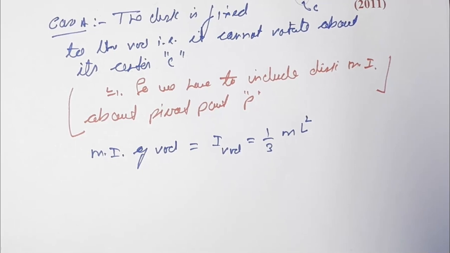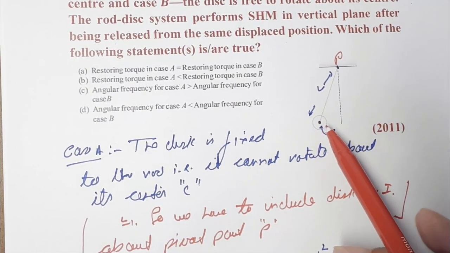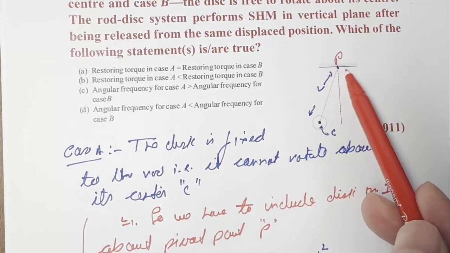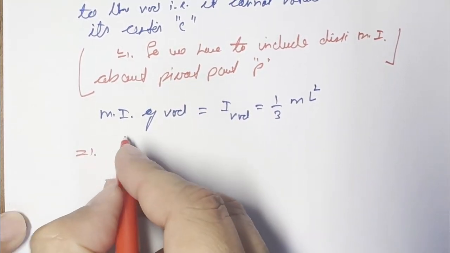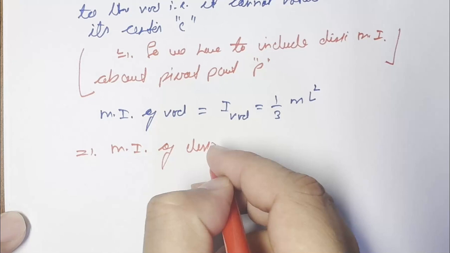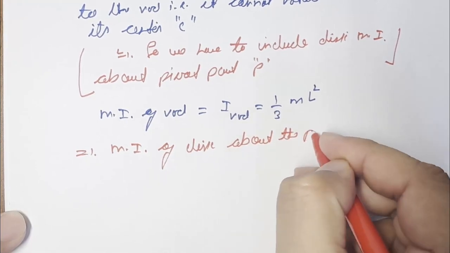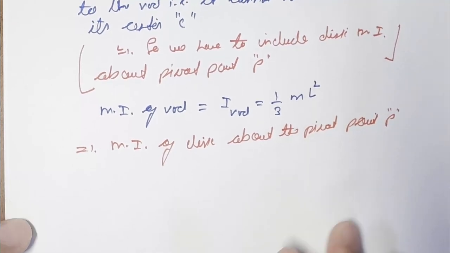Now the moment of inertia of the disc about the pivot point is going to have two components. The first component will be that of the disc about its own center, and then we have to use the theorem of parallel axis to find its moment of inertia about this pivot point. The moment of inertia of the disc about the pivot point P has two components.